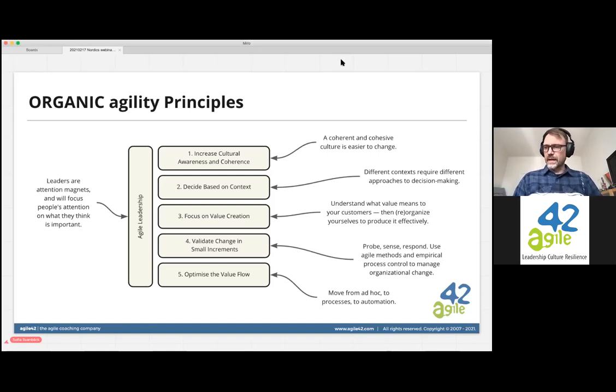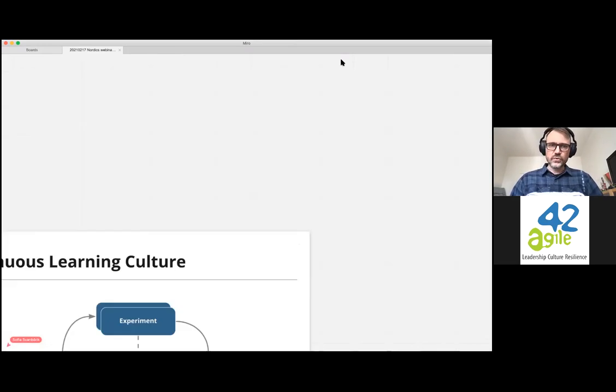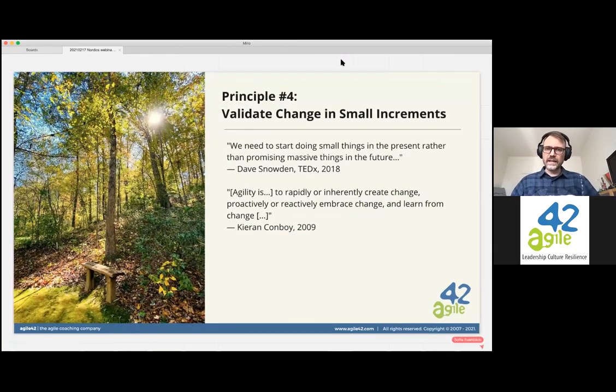So that was the background. Now let's dig into principle number 4 and how to validate change in small increments. So I brought in a picture of a forest, or actually it's the edge of a lawn with a small thinking bench where you can sit and think about things.